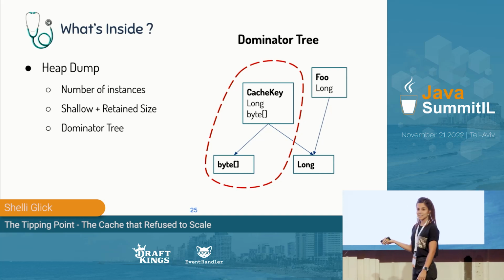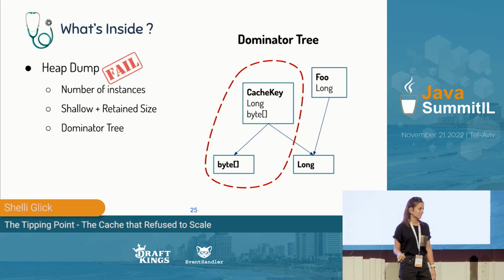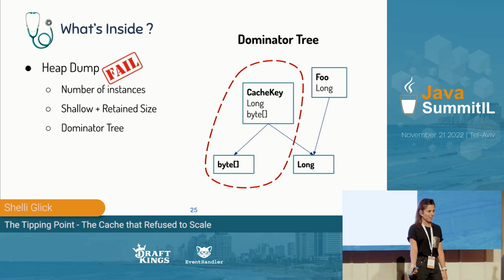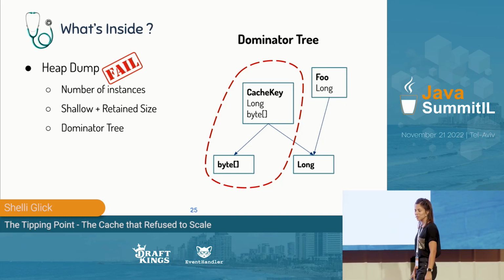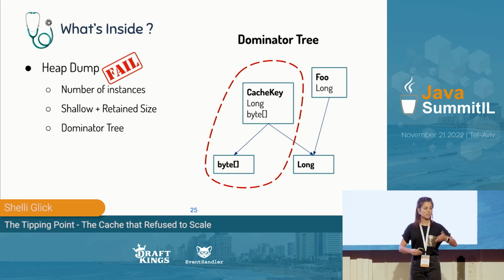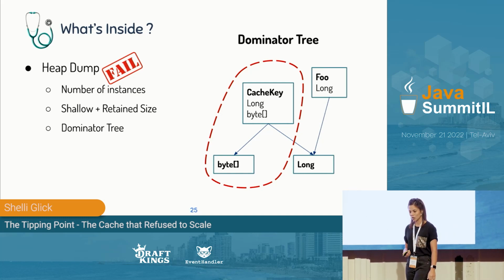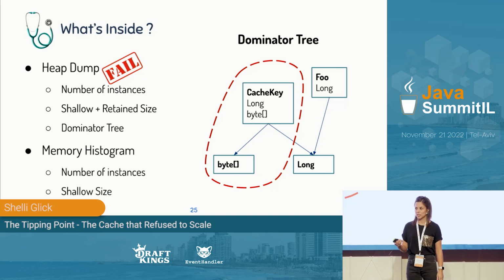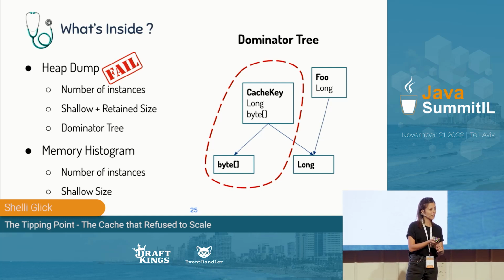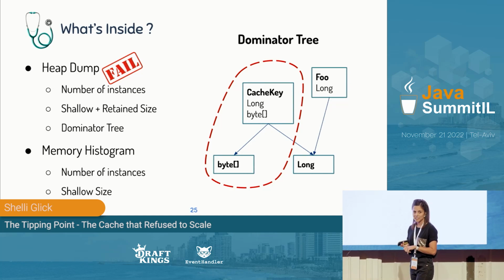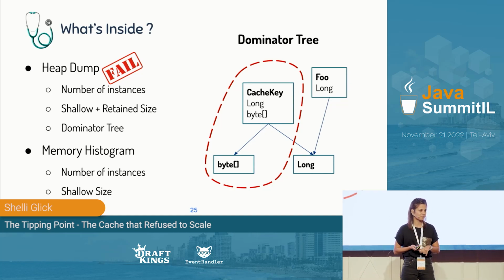So cool, right? Let's take a heap dump. We can't. I mean, we can, but with a heap 2 terabyte large, we can take a heap dump, but we don't have a machine with large enough RAM to actually open it on and analyze it. And so we were left with taking a memory histogram, which is a more lightweight version. It only gives us the number of instances each class has on heap and only its shallow size. So it's not as good, but it's what we got.